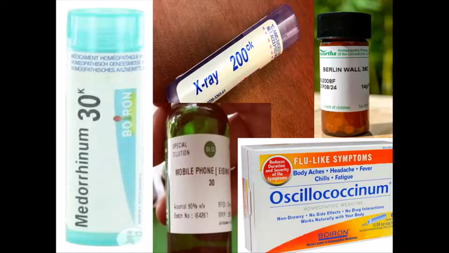You have X-ray, which is very curious because it highlights the fact that you can make homeopathic remedies out of non-materials. You have the Berlin Wall. You have the duck. This, by the way, is the best-selling homeopathic remedy against flu, and it's made out of the liver and the heart of a duck. And here you have the mobile phone, like the X-ray, non-material. So if that is not a bizarre treatment, I don't know what is bizarre.